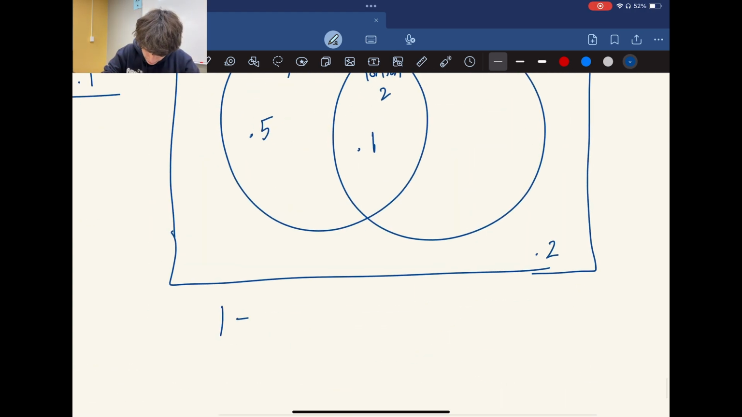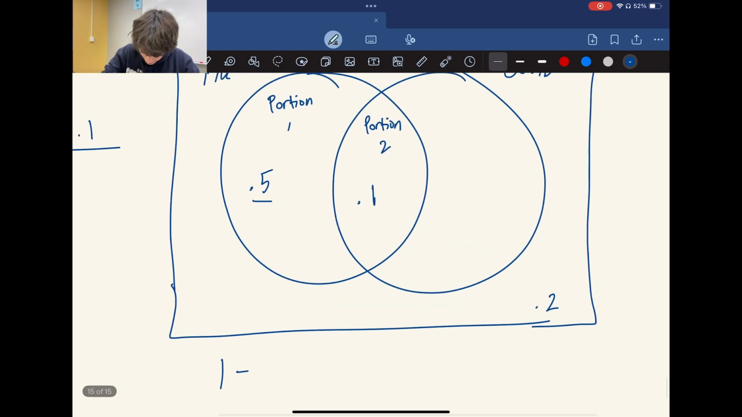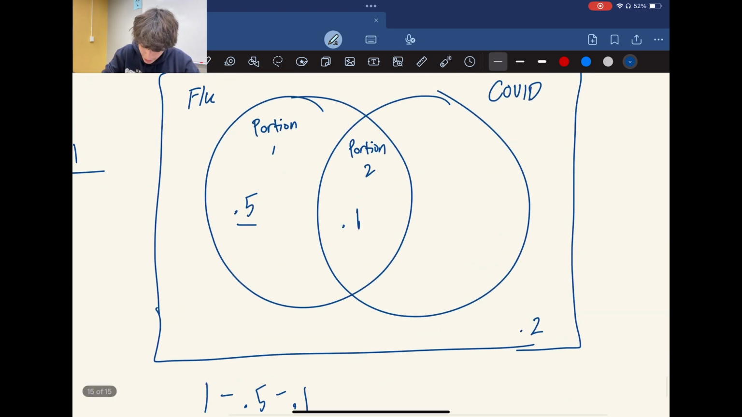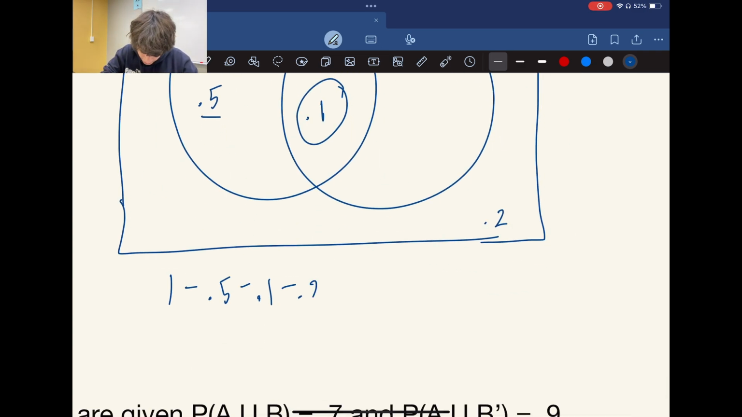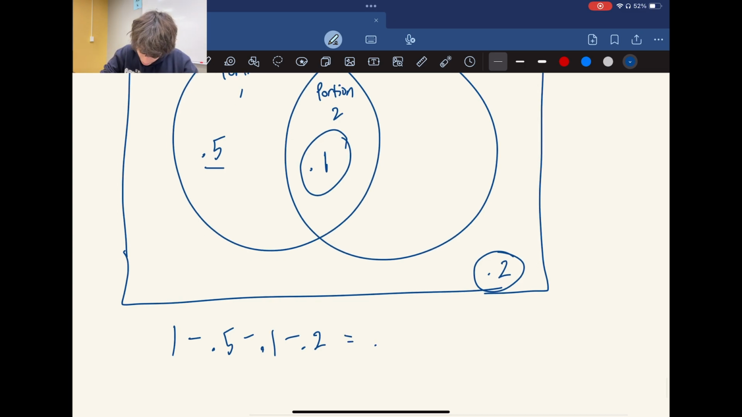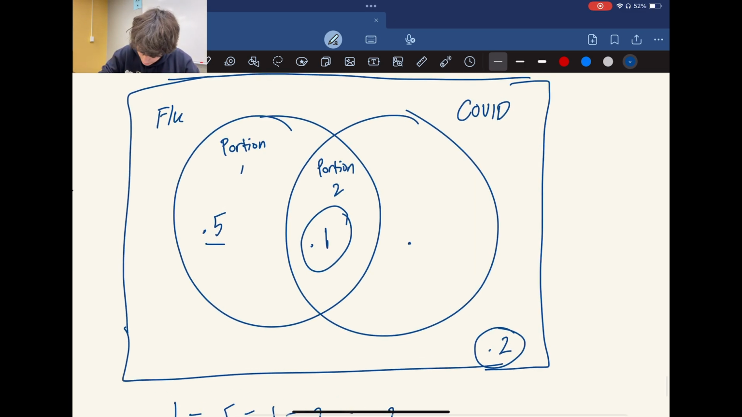So I'm going to take 1, I'm going to subtract the 0.5, which is people that just have the flu. I'm going to subtract 0.1, which is people that have flu and COVID, and I'm going to subtract 0.2 over here, which is people that have neither. And the result of this is that I get 0.2. That 0.2 goes in here, and everything checks out.